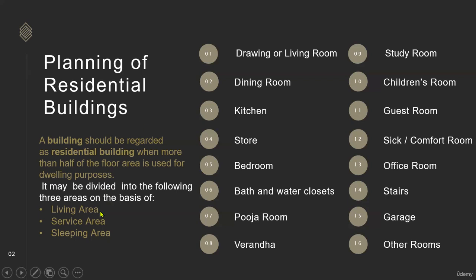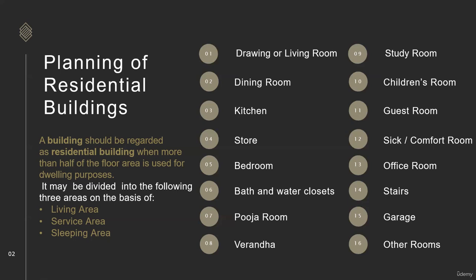We can divide residential buildings into three categories. What are those three categories? The first category is the living area, the second is the service area, and the next one is the sleeping area. In these categories we divide residential buildings.